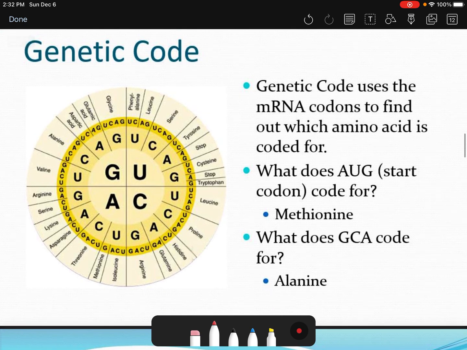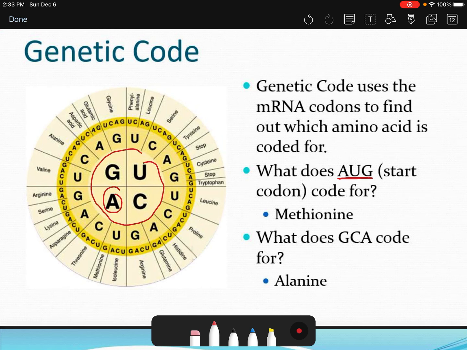So how do we use it? I like using this wheel. The genius who came up with this is so much easier than using that rectangular box. But you always start in the center. Remember, you always have a triplet code. So let's say our codon is AUG. Well, we always start in this central circle first.